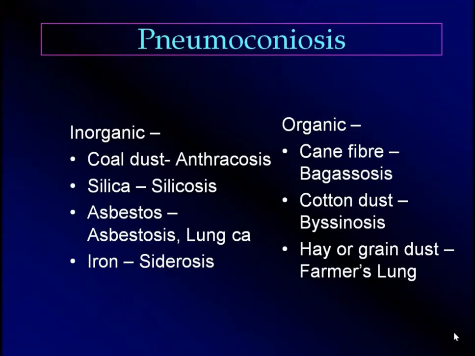The other variety is hay or grain dust. That is mainly from the husk, the outer layer of anything produced in paddy fields or wheat fields. That powder, that dust, is called hay or grain dust. The disease caused by this dust is called farmer's lung. So broadly, this is the classification of pneumoconiosis: inorganic dust and organic dust, and the various diseases caused by these different types of dust.